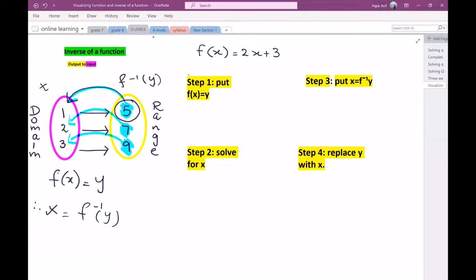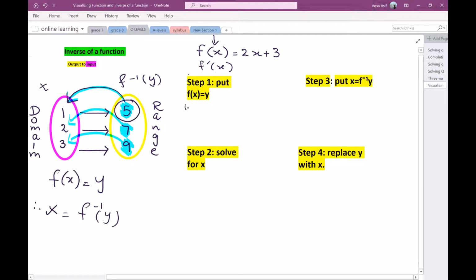All right, now that we have understood that f of x is equal to y and how x is equal to f inverse y, we will solve a question and we'll find the inverse of a function of x. Let's take the same question. f of x is 2x plus 3 and we have to find f dash of x. All right, there are 4 steps involved in it. Step number 1, put f of x is equal to y. In this question, you have to equate f of x to y.